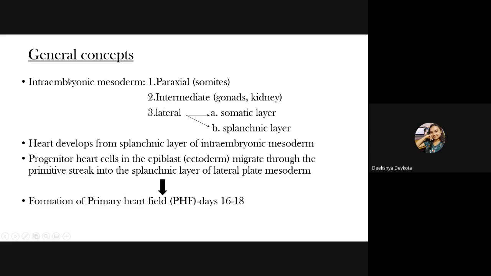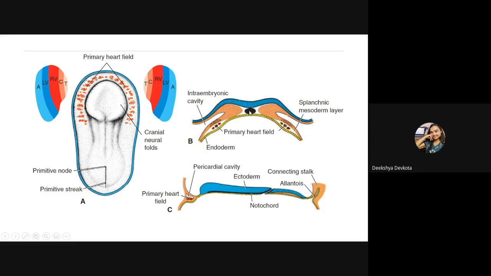So, firstly, we need to know that intraembryonic mesoderm has three parts: the paraxial, intermediate, and lateral plate mesoderm. So, this black is the paraxial mesoderm. This is the intermediate mesoderm, and this is the somatic layer of the lateral plate mesoderm, and this is the splanchnic layer of the lateral plate mesoderm. And our heart develops from this splanchnic layer of the lateral plate mesoderm.